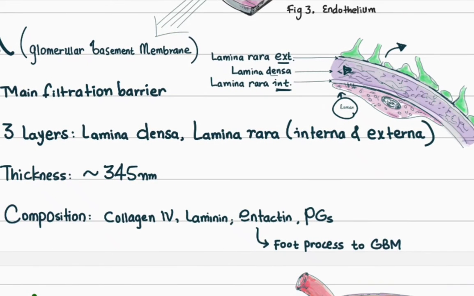If you ask what the composition of this basement membrane is, it is composed of collagen, particularly collagen 4, laminin, and one important structure I want you to remember, the entactin. What is this entactin? This is a transmembrane protein which helps to attach the foot processes of the podocytes to the basement membrane. We'll see them later. Entactin, sometimes called nidogen, helps to firmly adhere the foot processes of the podocytes to the external layer of the glomerular basement membrane.